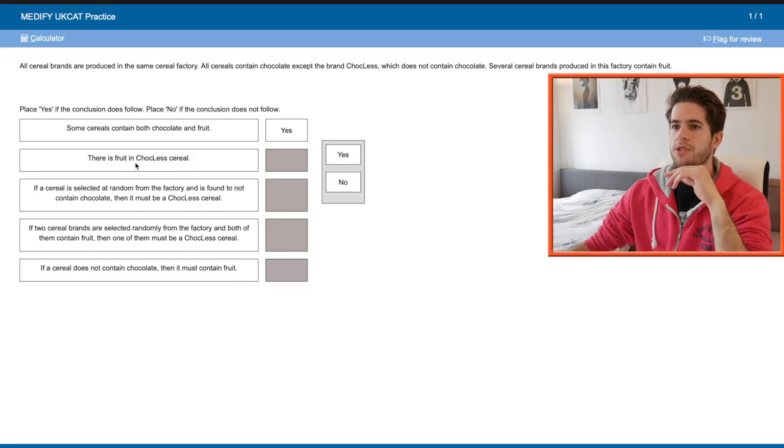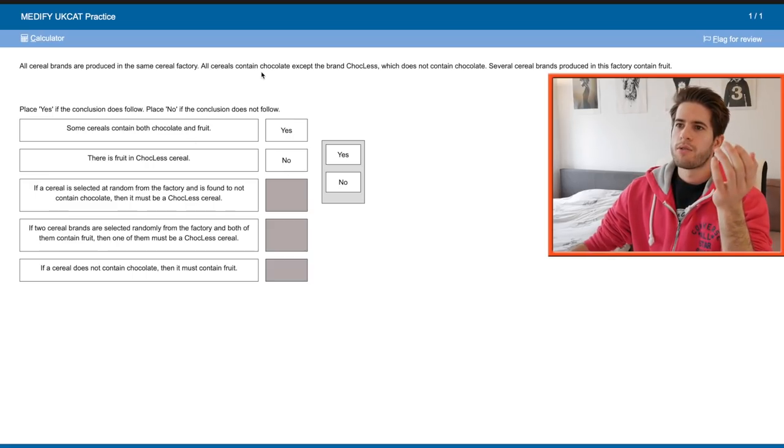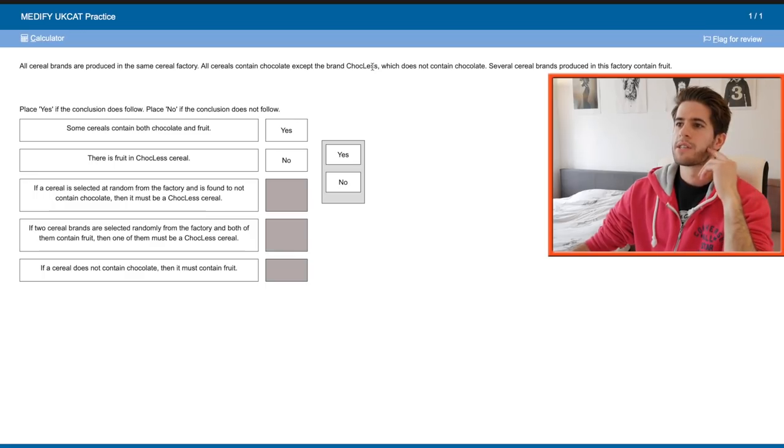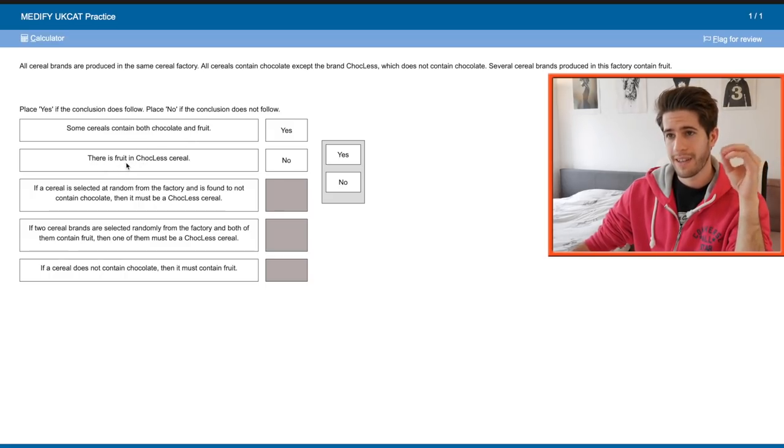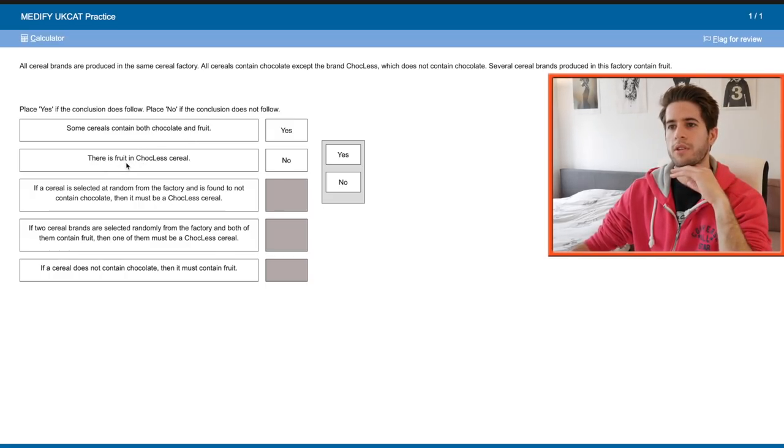There is fruit in Chocless cereal. We can't know that for sure. It could be the case, but we don't know for sure. Yeah, because it says all cereals contain chocolate except Chocless. So we know Chocless doesn't have chocolate. And it says several have fruit. So it could have fruit. It could not have fruit. We don't know. But this statement says for certain it has fruit. So the conclusion does not follow.